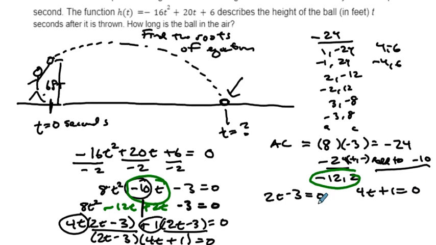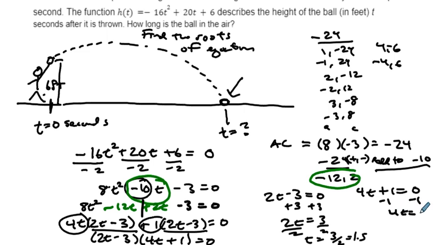Well, my two solutions, right? First one, we're going to add 3 to both sides, and that gives me 2t equals 3. Divide by 2, and you get t is equal to 3/2, which is 1.5. This one, we're going to do the same kind of process. Get 4t is equal to -1, divide by 4, you get t is equal to -1/4.